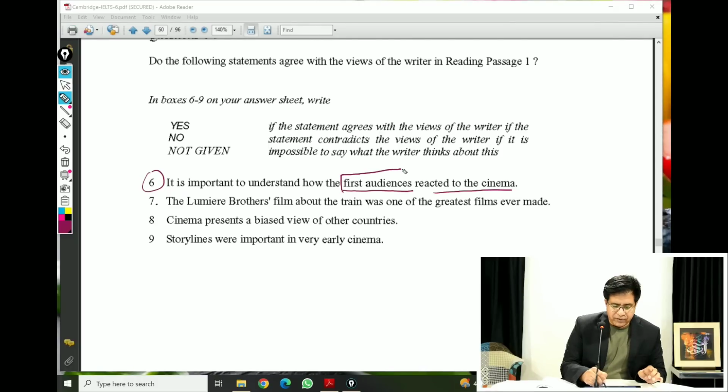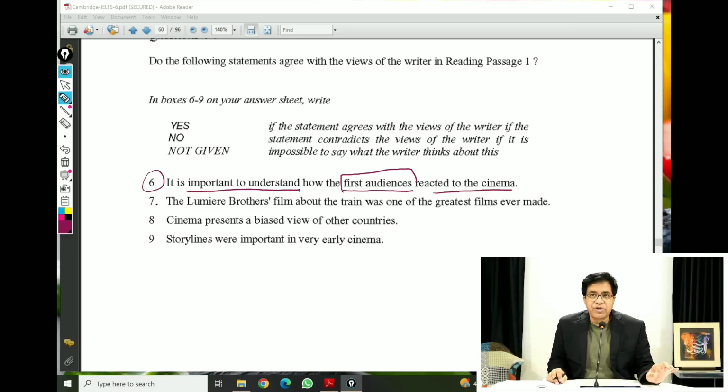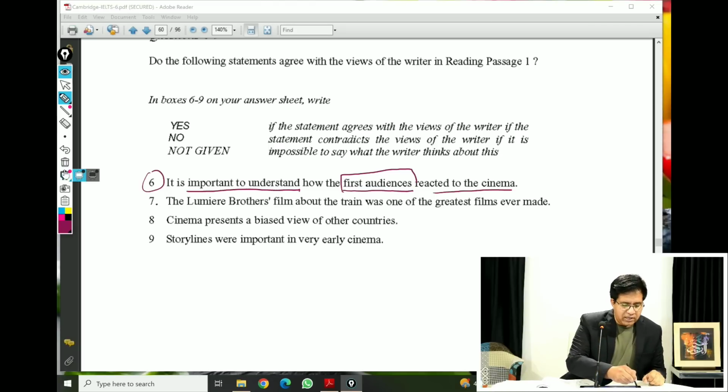So for this, what we are going to do, first audience is our clue word, right? And it is important to understand. Now, if it is important to understand how first audiences reacted to cinema, the answer is yes. If it is not important to understand audiences' reaction after watching the first movie, then it is no, and otherwise not given. Now, the point which is important is not first audience. The point is not reacted to the cinema. The point is whether it is important or it is not important. Okay, so we will go back.